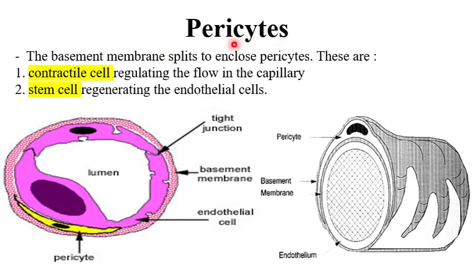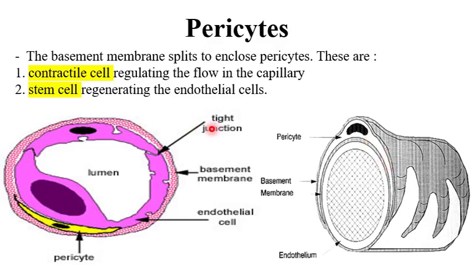Another cell is called the pericyte. The pericyte is a cell present mainly in the wall of the vessels, as the basement membrane of the blood vessel splits to enclose the pericyte like that. This is the basement membrane. We said that the basement membrane from here splits into two membranes. In between the two parts of the basement membrane there is a cell. This is called the pericyte. So the pericyte is between the two split parts of the basement membrane.